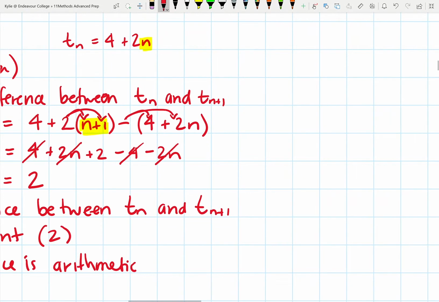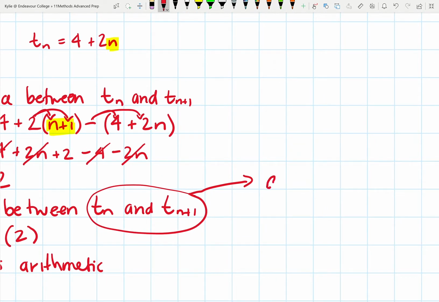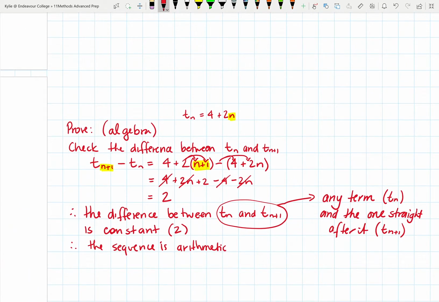So why do we use Tn and Tn plus 1? Because what that means is we're talking about any term and the one straight after it. So any term is the Tn part, and the one straight after it is Tn plus 1. So you could be talking about the millionth term and the 1,000,001th term. So you've shown for any term and the one straight after it that the constant is 2. So that is a proof.